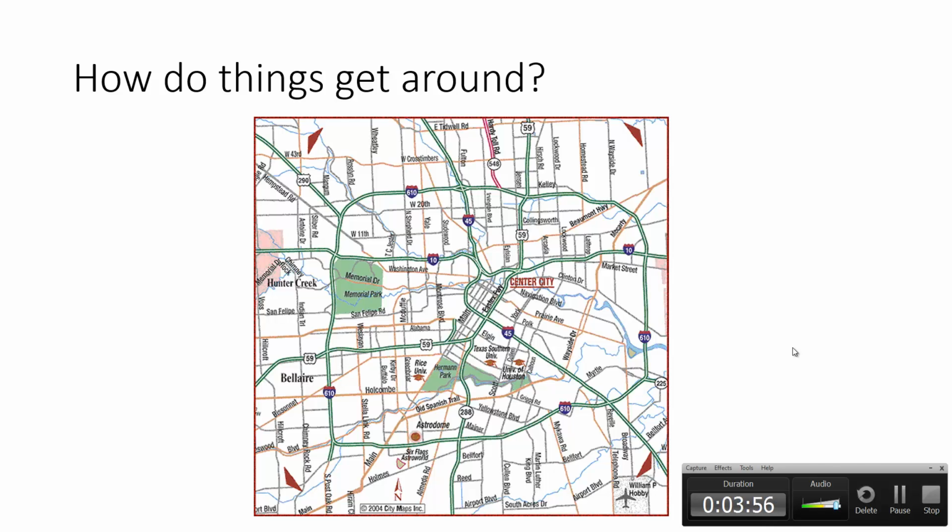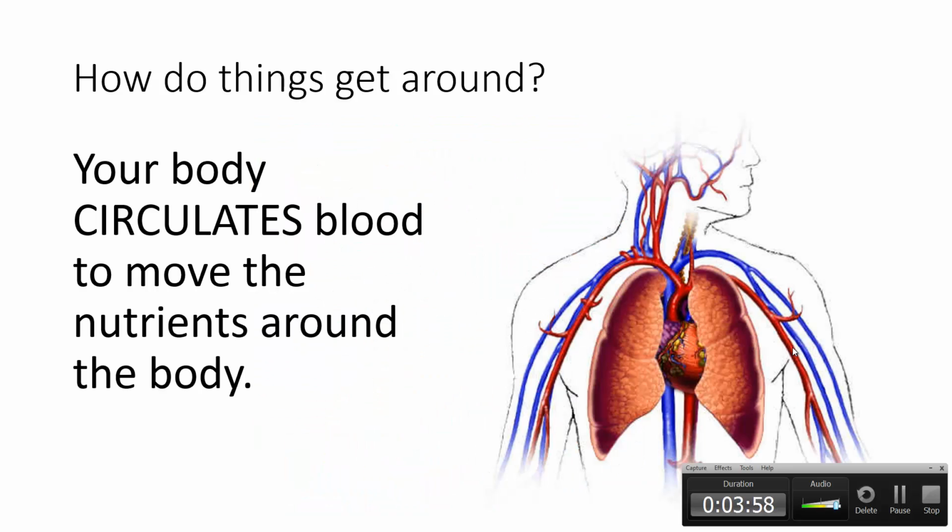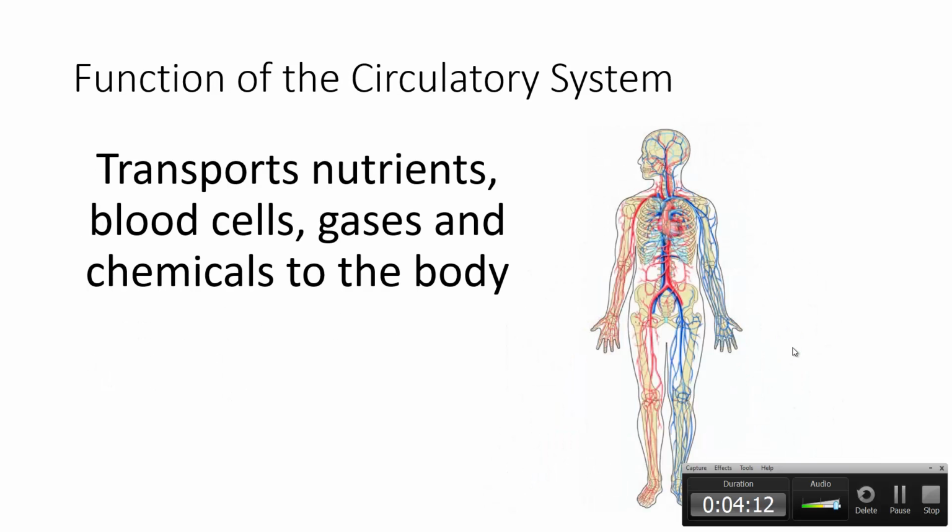But in our body, the blood is what helps to move nutrients throughout our body. So in order for things to get around our body, we rely on the circulatory system. Its job is to move nutrients around the body. This brings us to our first point, the function of the circulatory system.